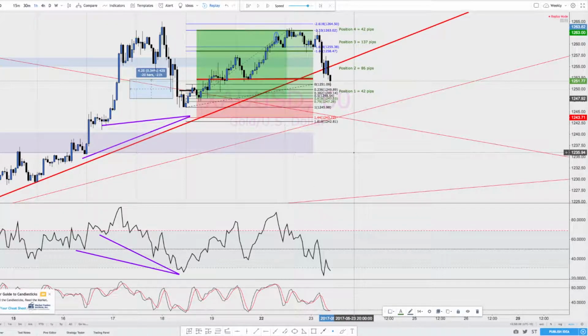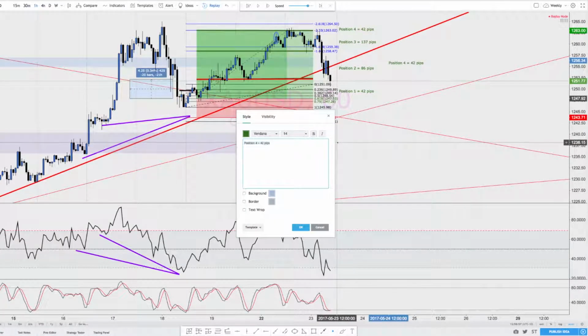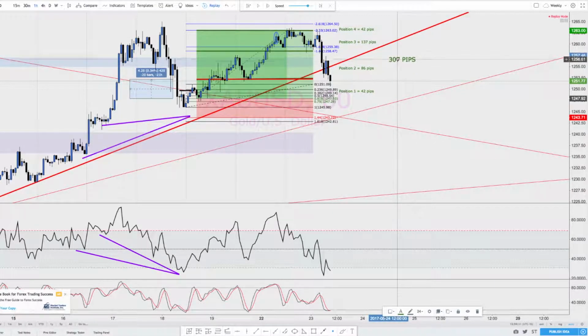So let's add everything up. 42 pips plus 42 pips plus 86 pips plus 137 pips plus 42 pips. 307 pips. Oops, 307 pips total on this trade. 4 orders combined for 307 pips.